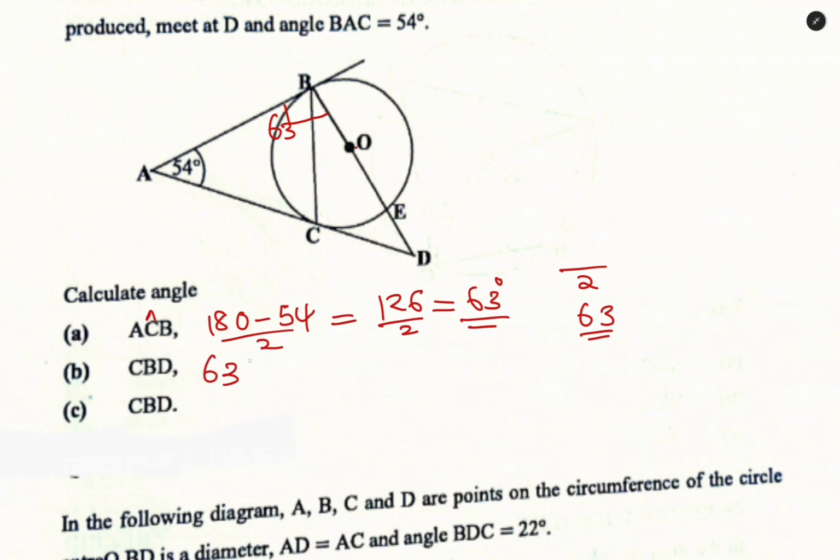90 minus 63. And what is it going to give us? This one should give us 27 degrees. So this angle is 27 degrees. Please confirm this part. Then the last angle that we are finding is CBD. CBD, where is CBD? That's the one that we've just found.